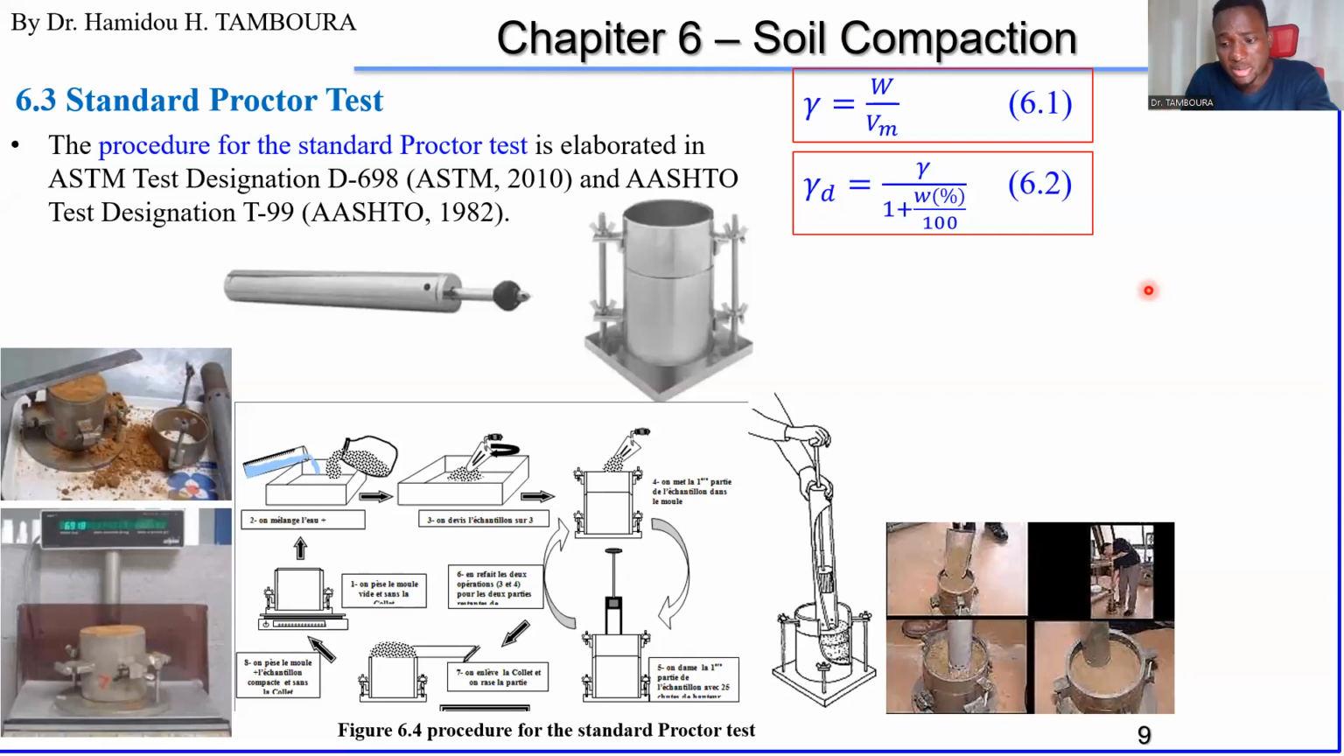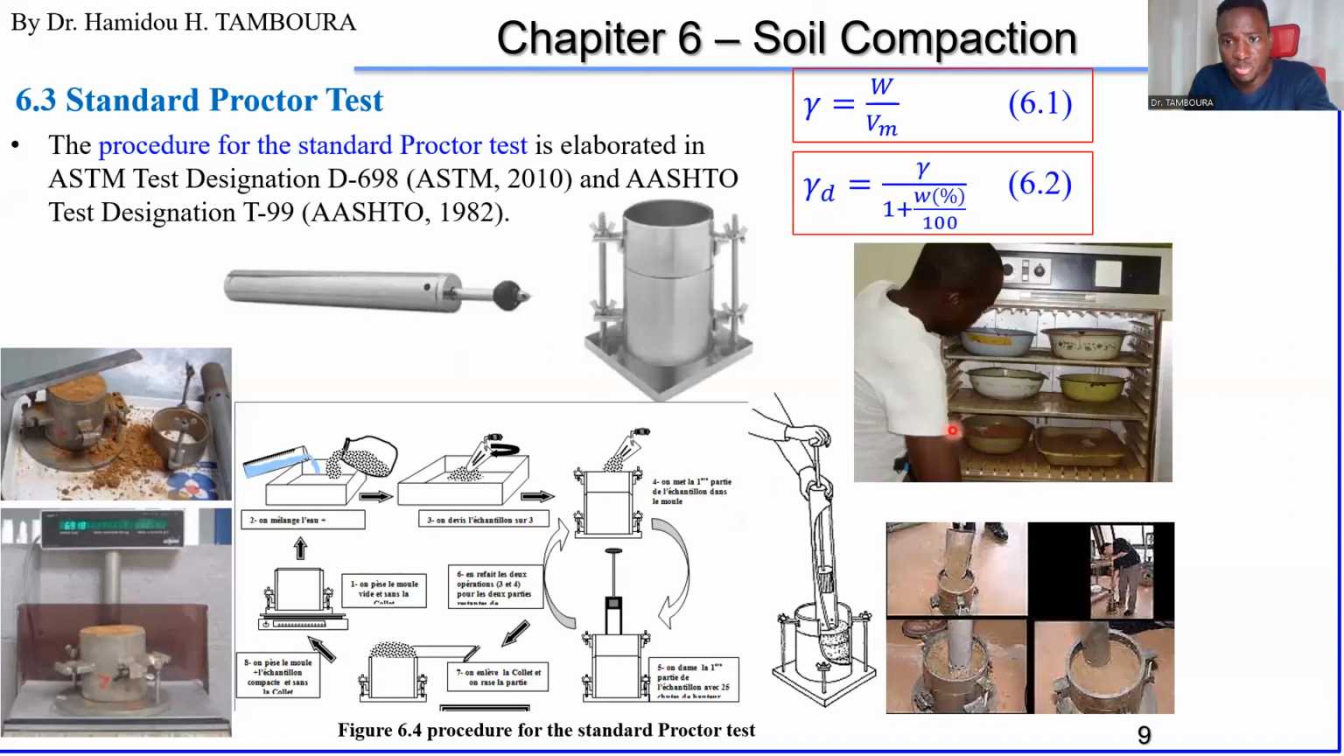And how do you obtain your water content? That is easy. You don't need to take everything. Cut a part of this soil in this mold, the wet one, okay? And weigh it and dry it. After drying, you weigh again to know how many grams or kilograms.